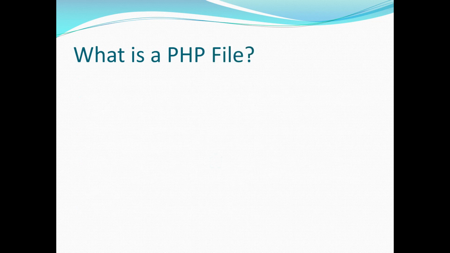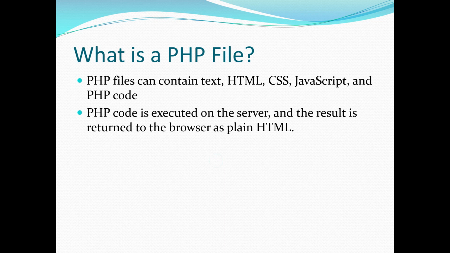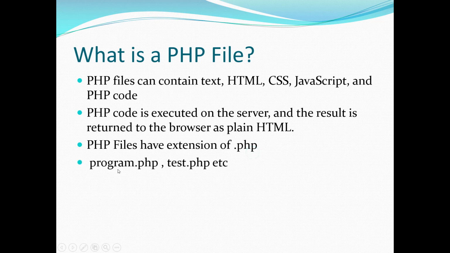What is a PHP file? PHP files can contain text, HTML, CSS, JavaScript, and PHP code. So inside the PHP project or file, we can write HTML, CSS, JavaScript, jQuery, and more code. PHP code is executed on the server. Basically, PHP is a server-side language. So PHP code is executed on the server side, and the result is returned to the browser as plain HTML. PHP files have the extension .php, for example, program.php, test.php, etc.